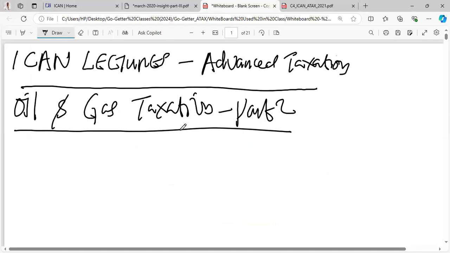Part 1 was quite an exciting time because we talked about many things that have to do with taxation, the theoretical part. One of the things we learned in part 1 was that we have two categories of people that are into oil and gas upstream activities. Of course, we said there are upstream activities, there are downstream activities.